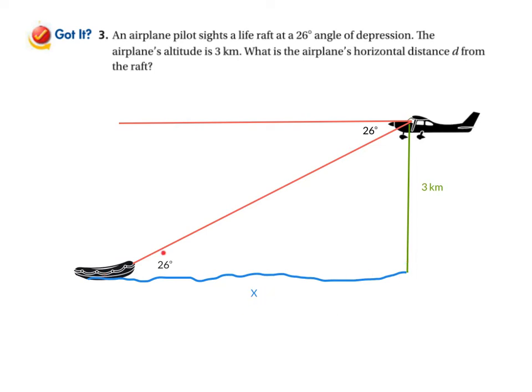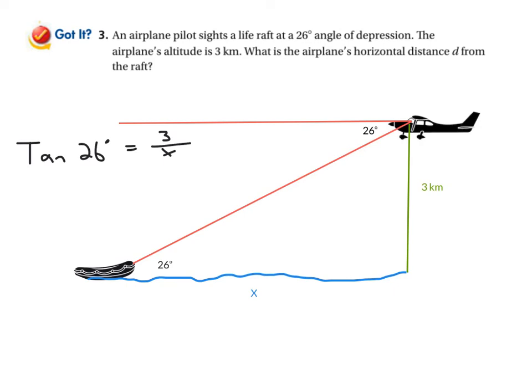Compared to this angle right here, what do we have? We have the opposite side, and we're trying to find the adjacent side. Opposite and adjacent. So we're going to be using tangent. Okay? So we then say the tangent of 26 degrees equals the opposite side, 3, and that's in kilometers, over the adjacent side, x.